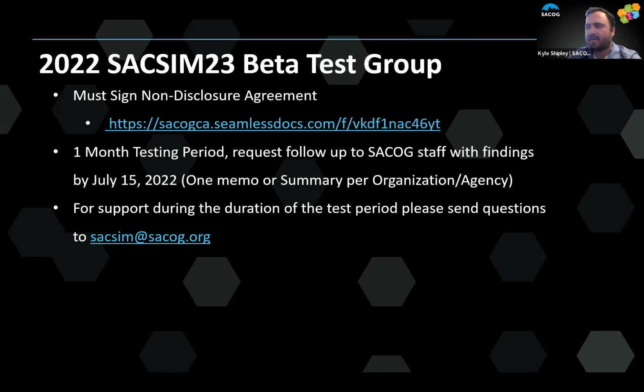So for this beta test session, we are proposing a 1-month testing period. At the end of that month, which is about July 15th, we would request any beta testers to provide that feedback at that time. Some previous beta testers provided this in memo form. Others provided a summary of findings in just an email. Either is sufficient, and we'd ask that those of you who have multiple users per organization please consolidate your findings and provide them in one format.